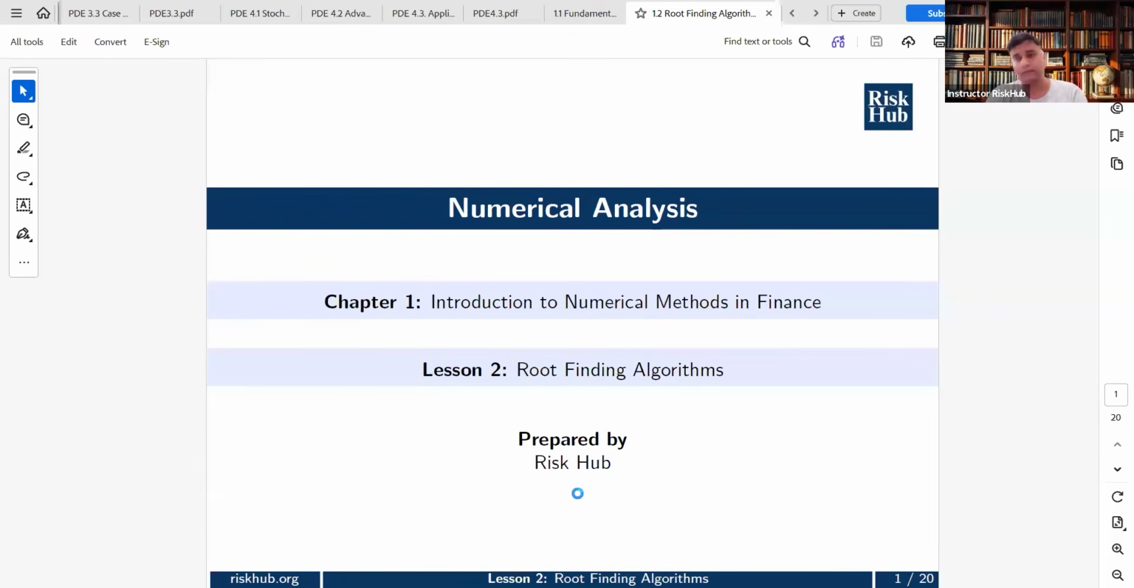Okay. So now we are in the second lesson, right? Second lesson is root finding algorithms. Even though I explained a little bit about root finding algorithms in your previous lecture, here we'll go deeper and try to understand each and everything about root finding algorithms. We're still doing your introduction to numerical methods in finance, so you're still just starting up in numerical methods, which is a new topic.